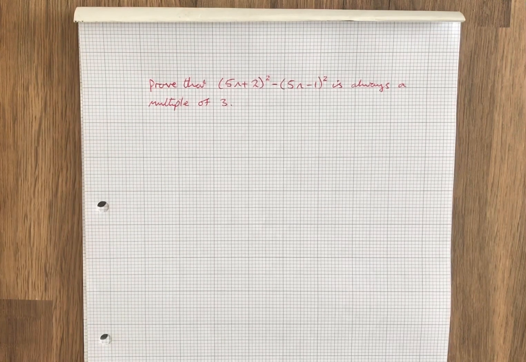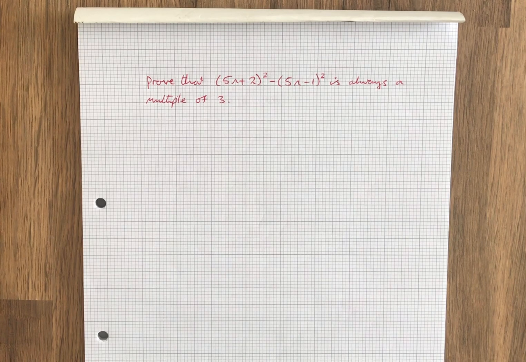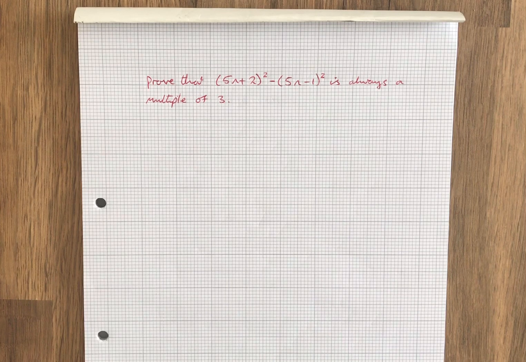For the second example, it's going to be slightly different, because for this one we are going to be given an expression already. So in this expression we've got 5n plus 2 squared, take away 5n, take away 1 squared, and we're trying to prove that this is always a multiple of 3. Now, if ever we're faced with anything like this, the rule of thumb is to expand everything, to simplify it, and then look at how we can prove what we're looking to try to prove. So in this case, proving that something is a multiple of 3, we're going to want to try and take out 3 as a factor of this expression.